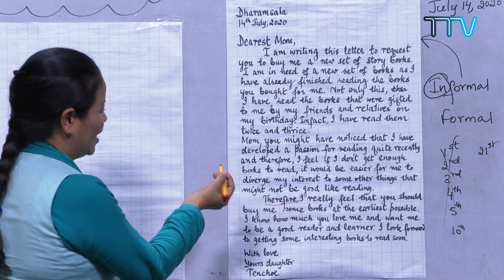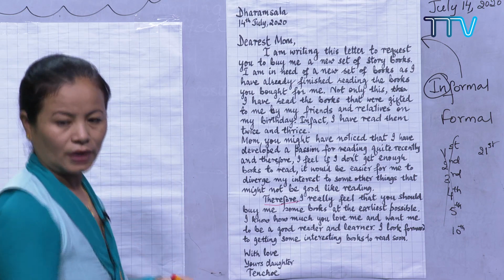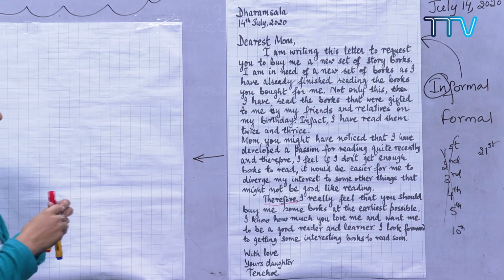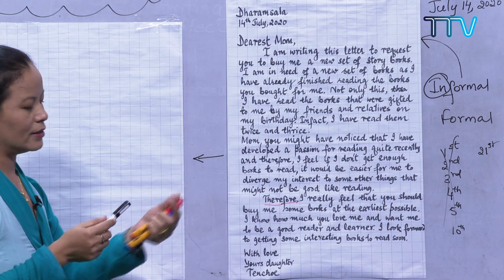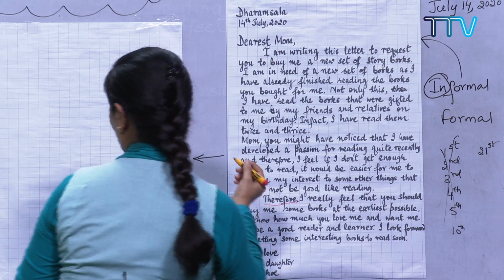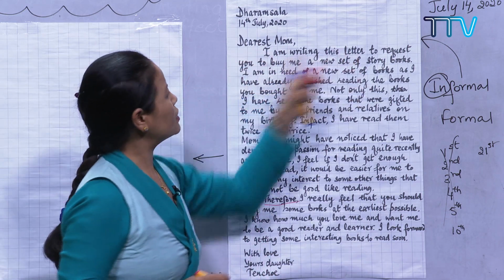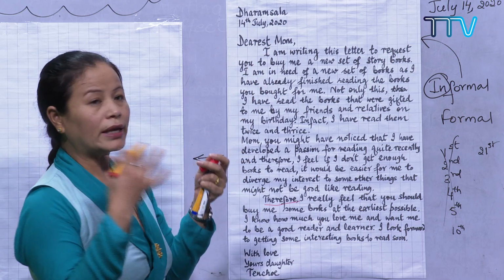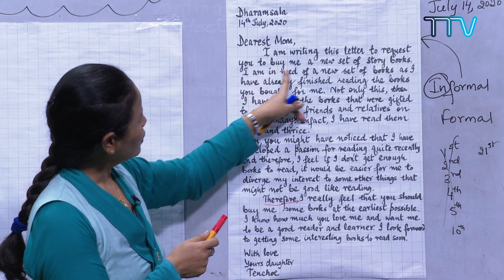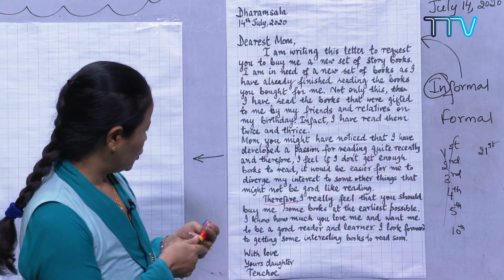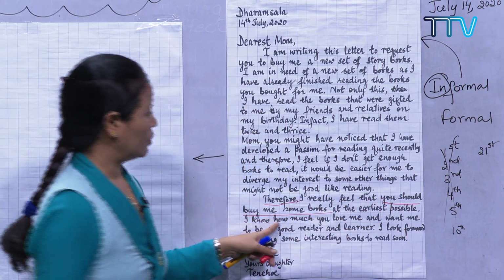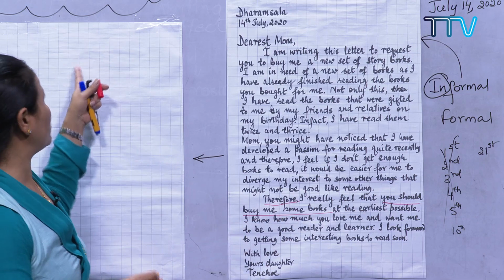See, if you remember, if I want to use the same letter, the same writing, but in a different way, in an argumentative piece, what I can do is, I'm writing this letter to request you to buy me books. Now, what would be my claim in this? You should buy me some books, isn't it? This would be my claim. Your mom should buy you some books.